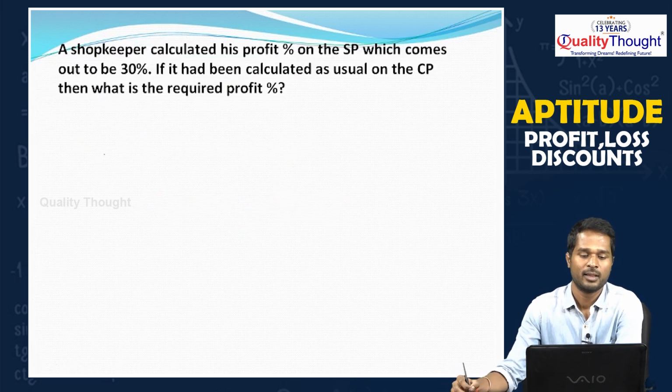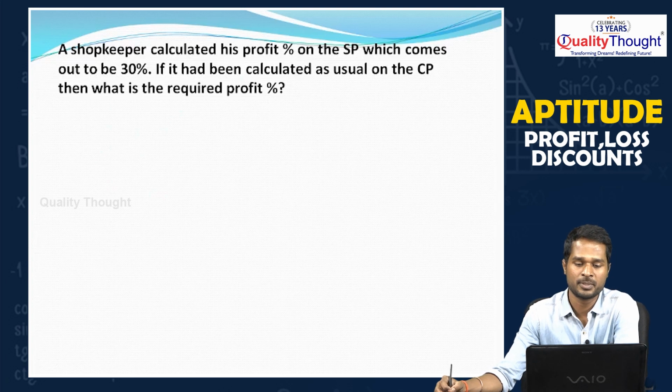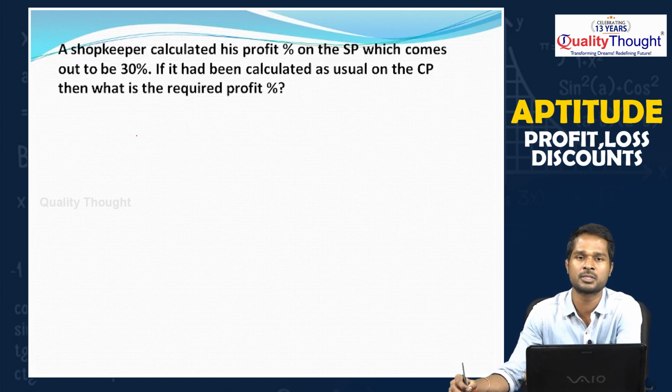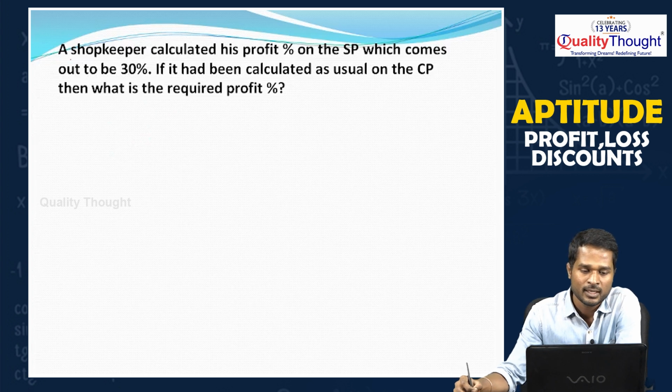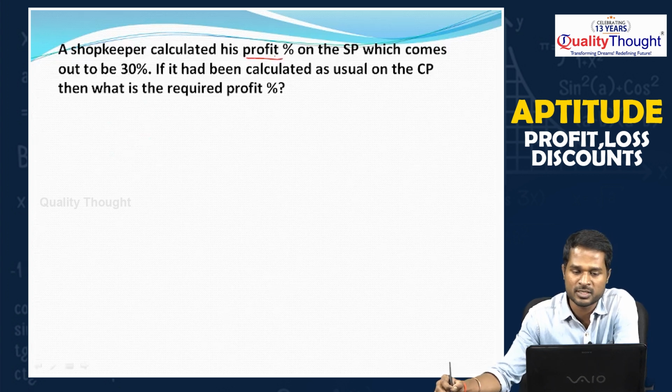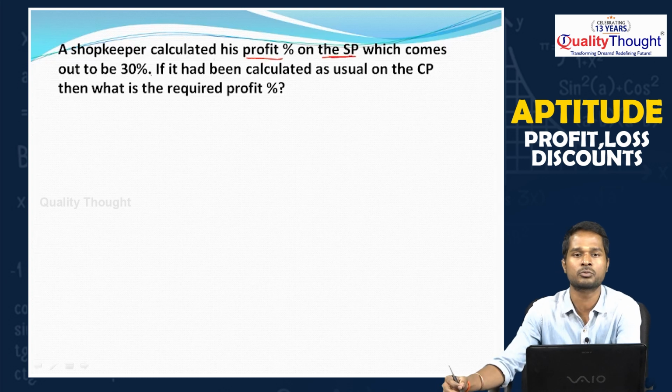Next question. A shopkeeper calculated his profit percentage on the selling price, which comes out to be 30%. If it had been calculated as usual on the cost price, then what is the required profit percentage? When we were discussing the basics and formulas, we wrote a note that profit percentage or loss percentage is always calculated on the cost price as the base value. But see what he said in this question: a shopkeeper calculated his profit percentage on the selling price.